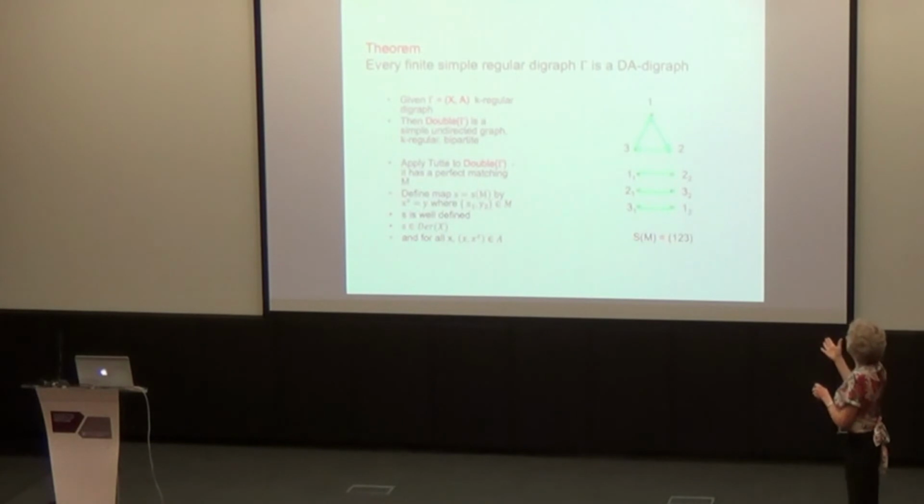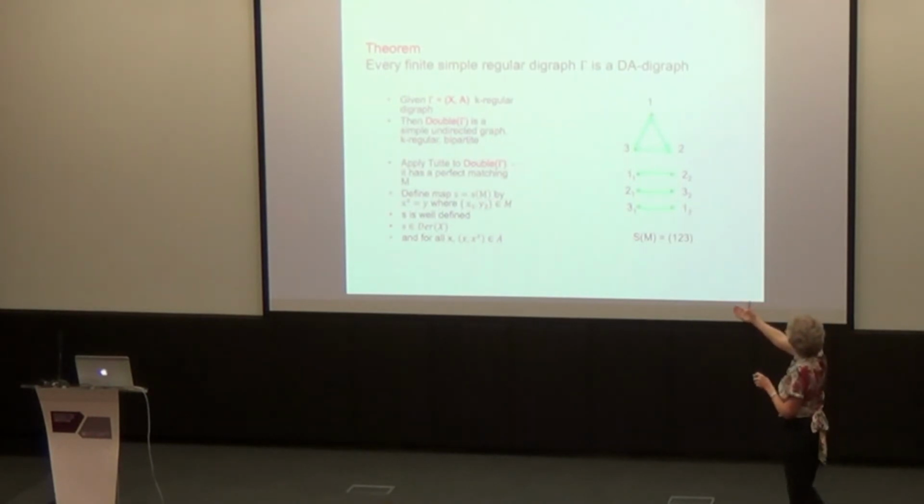It's always well defined, because I've got a matching. It's always fixed point free because I had constructed this double graph from a simple digraph. So if I have an edge from an x to a y, the x and the y are different. So this is a derangement. It's actually a derangement. Fantastic.